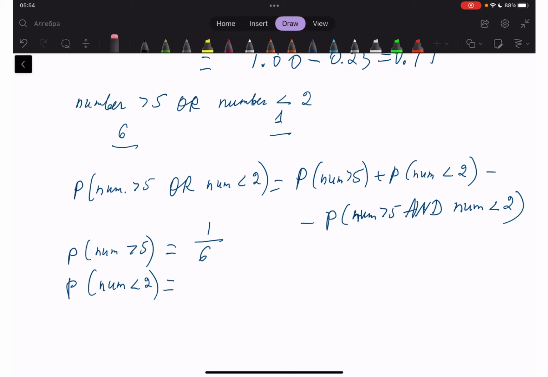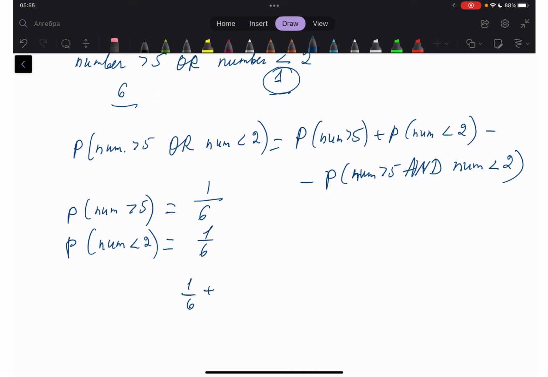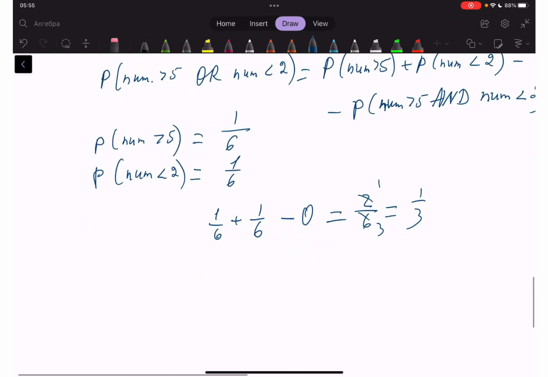Now, less than 2, we have here only 1, correct? Less than 2, therefore it's going to be again 1 out of 6. So we are doing 1 out of 6 plus this other 1 out of 6 and minus, what's the chance that at the same time can happen greater than 5 and less than 2? 0 chance, right? So we'll do minus 0, and we're going to get 2 over 6. If I reduce by 2, this is 1, this is 3, and we get 1/3. And this is the answer, 1/3.